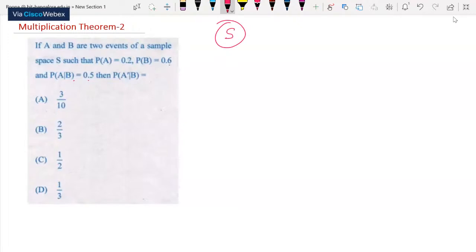Then probability of A prime slash B is very easy. It is nothing but 1 minus probability of A slash B, which is already given. What's the answer? Then easy. The answer is 1 by 2. It's very simple. Yeah, 1 by 2 is the answer. I'll move to the next one. Not necessary to explain much for this.